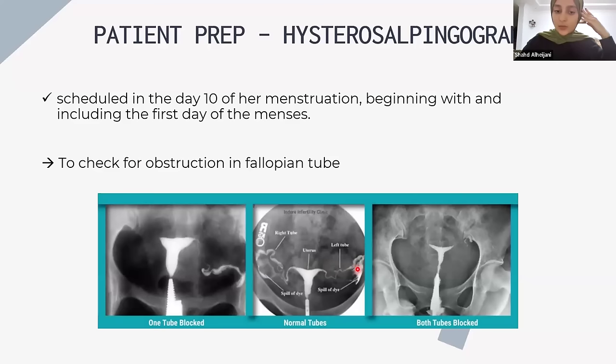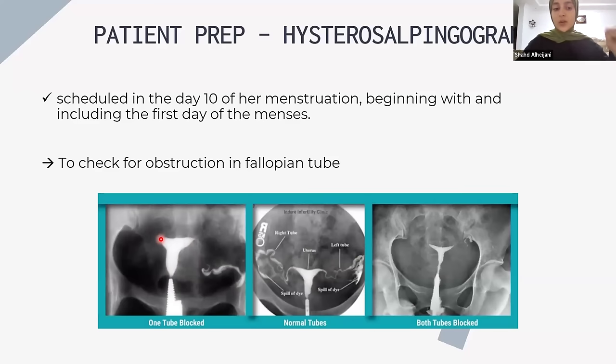So this is the normal hysterosalpingogram. You can see the uterus, you can see the left tube, and then here the split of the dye because here the ovaries will be. And then this is the right tube again. In this case, you can see this is where they're injecting the contrast material. Here you can see the left tube, you can see the dye going.